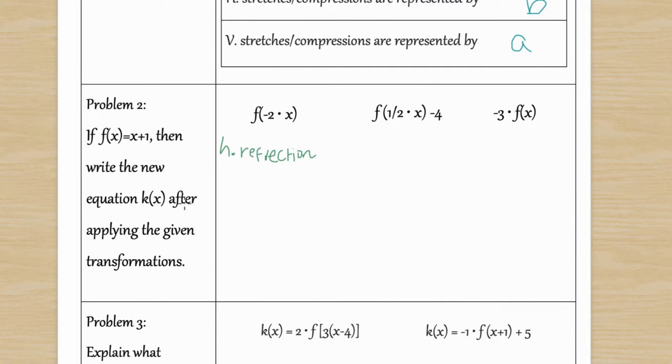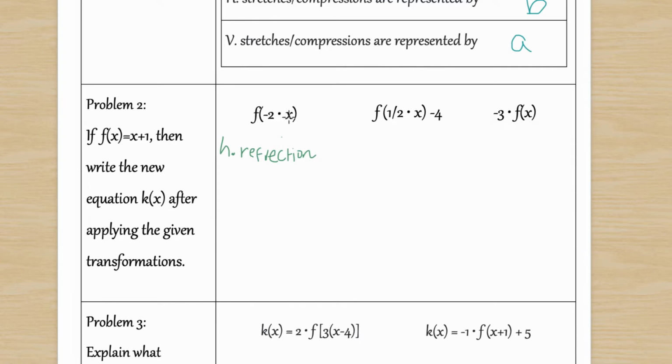You guys may be wondering why. When we have horizontal stretches or compressions, what we have to do is take the reciprocal of whatever number is being multiplied to x, and that will be our factor. So 2 is being multiplied by x. We already got the negative out of the way with the reflection, so all that's left is 2. So when 2 is being multiplied by x inside of the parentheses, that shows us that it's a horizontal compression.